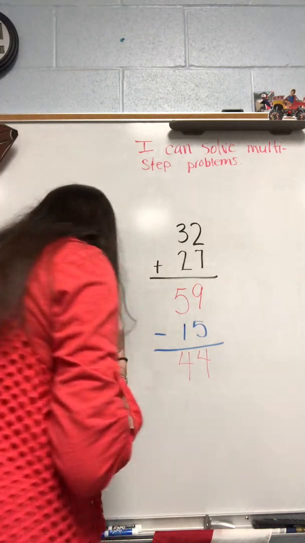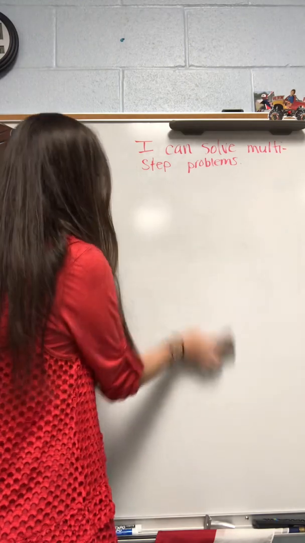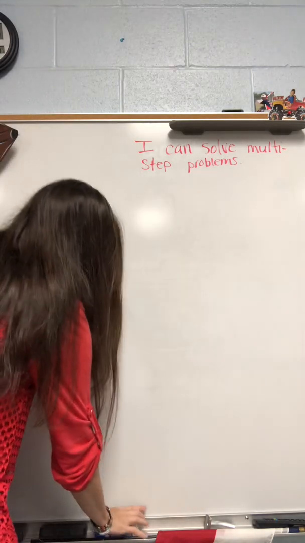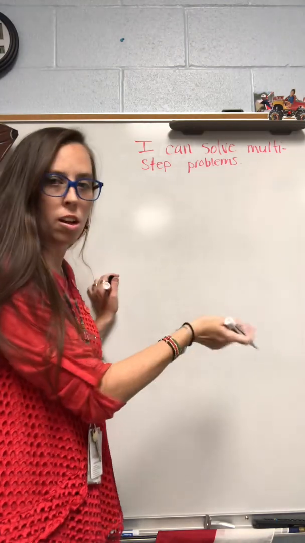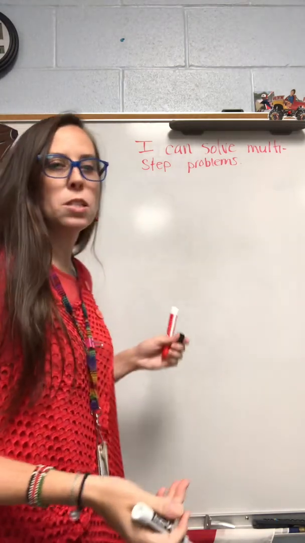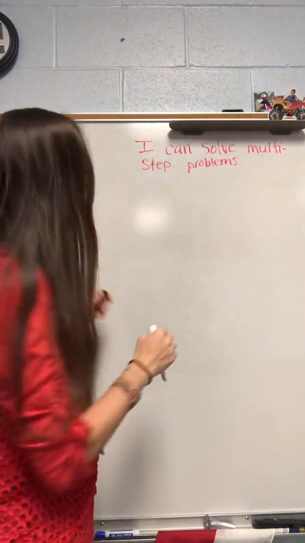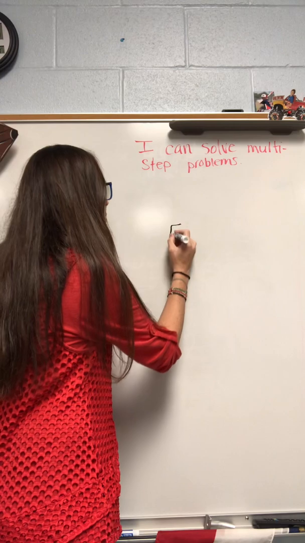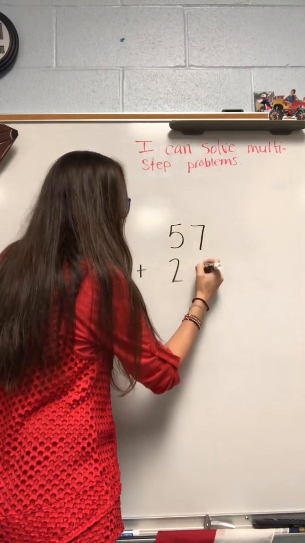So let's look at another multi-step problem. And they'll continue to get a little more difficult as time goes on, and when we come back from Christmas, we will start working on adding 3-digit numbers. So let's look at 57 plus 25.